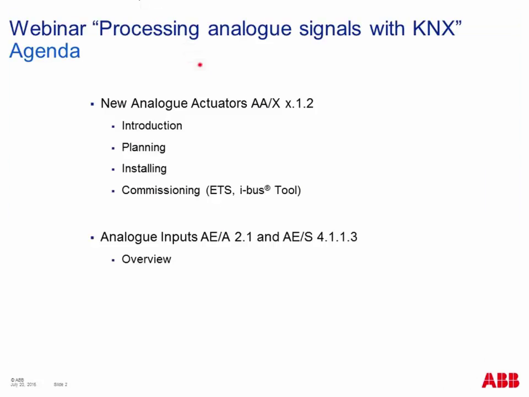Let's go to the agenda. So we have new components, the new analog actuator AA/X.X12. There are two products behind. So I will start with the introduction of these both devices. And then we continue with planning, installation, and also commissioning of these devices, together with the ETS, of course, and also with our IBAS tool. And then a small overview of the analogue inputs, no new devices, already existing or coming from the last year. We only would like to add this here to this webinar. But the main content will be the new analogue actuators today.